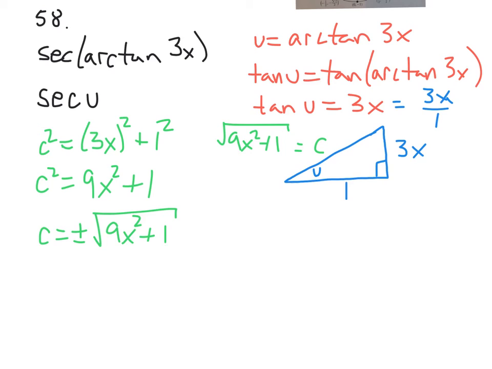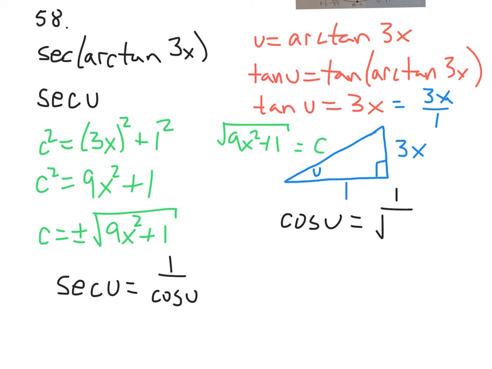So now we're coming back and remembering that we're finding secant of u, and secant is the same as 1 over cosine of u. And so again, I like to go over here and kind of just do this. Cosine of u would be the same as adjacent over hypotenuse. And so then we're saying that secant of u is the same as the square root of 9x squared plus 1, because we just flipped that over on its head.